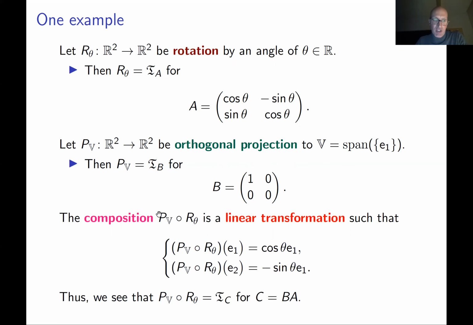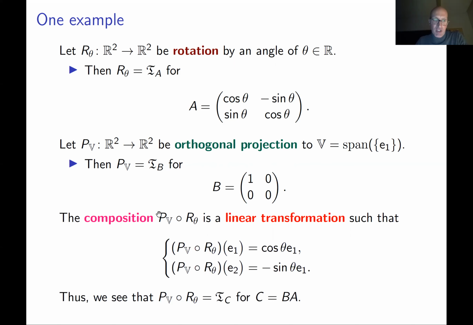And then you observe that the composition of these two linear transformations is, of course, a linear transformation, as we know from the previous lemma, but we can also observe that this linear transformation can be obtained by multiplication by the matrix C, where C is just B times A.